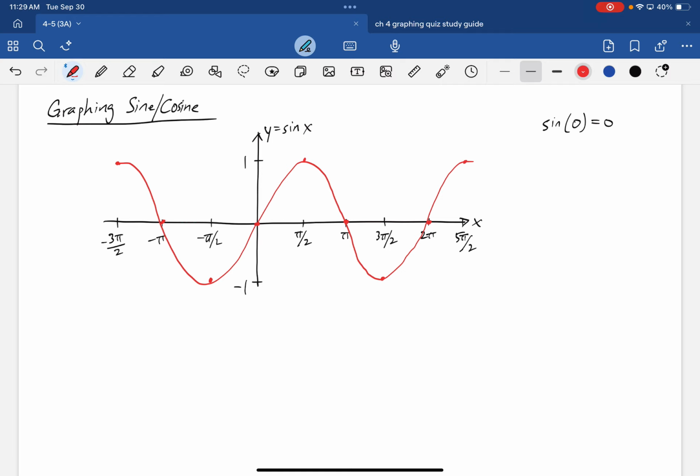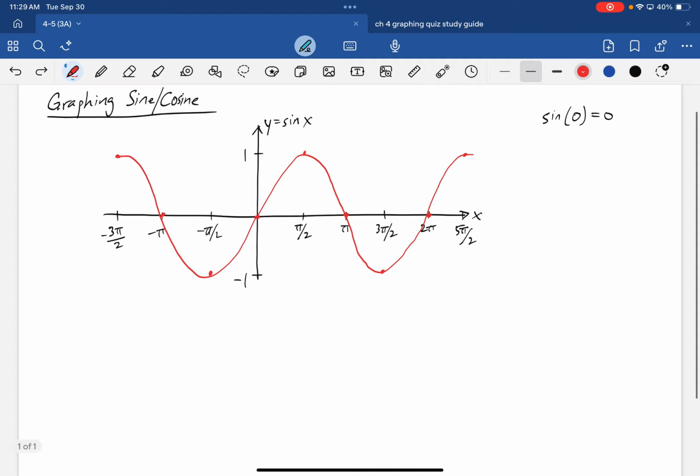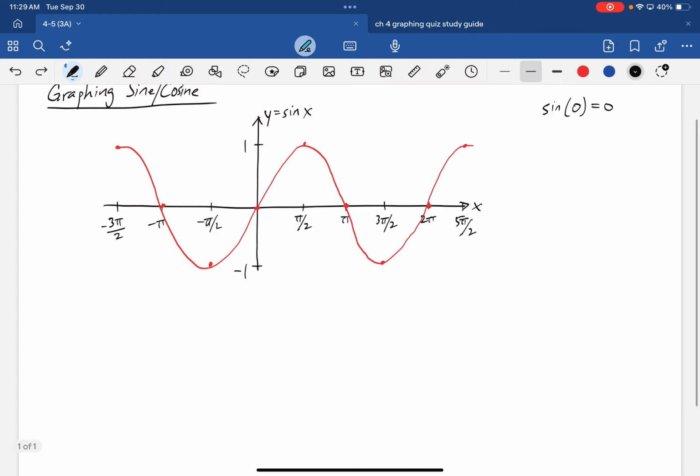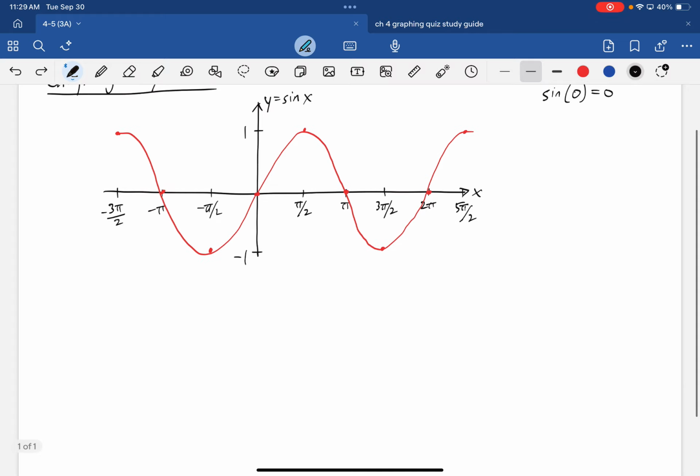One really important thing to help you identify sine is that it intersects the origin with a positive slope. On the other hand, if you had negative sine x, it would intersect the origin with negative slope, which we'll see in a second. So this is the graph of sine x. And let's do cosine x right now as well. Cosine x actually has the same exact shape, but it's shifted.